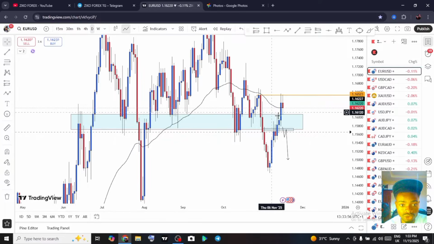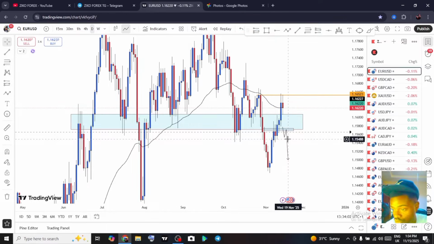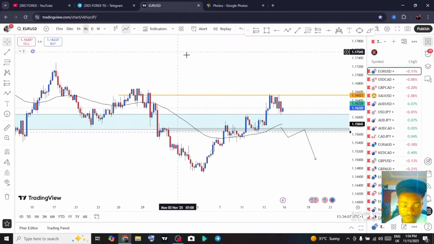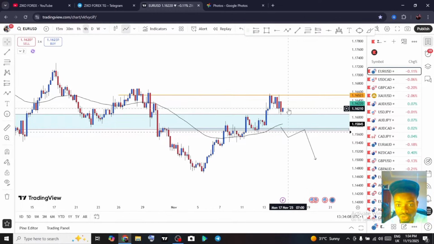We have a strong area of interest, but price is currently above the area of interest. So we are not really interested above the area of interest. We need price to be below the area of interest to consider selling this market, right? So the 4 hour time frame is currently bullish, right?